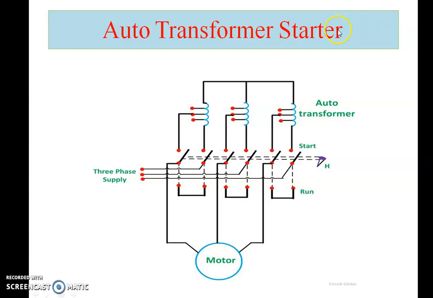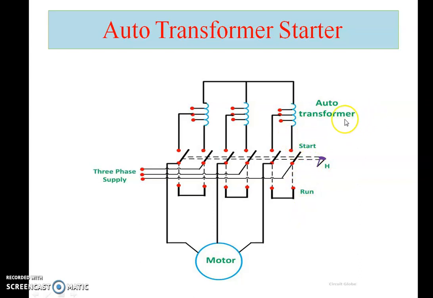this starter we call an auto transformer starter. So again, this is the auto transformer, this is the motor. Now this motor winding is connected to this particular contactor. This H is nothing but a contactor. Again, there are two positions, the start position as well as the run position. Just imagine this is the three phases of the stator winding. These are the three phase windings of the stator. The contactor we call a switch, with two positions, start and run.